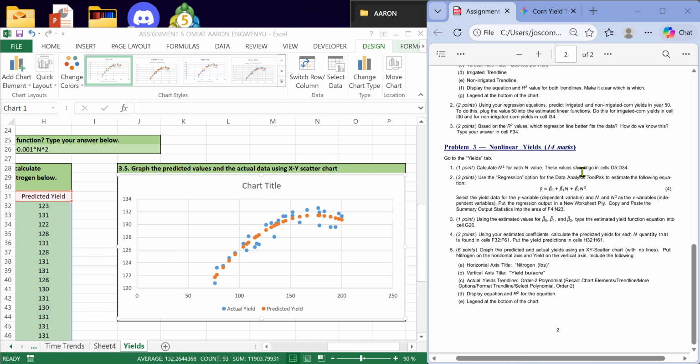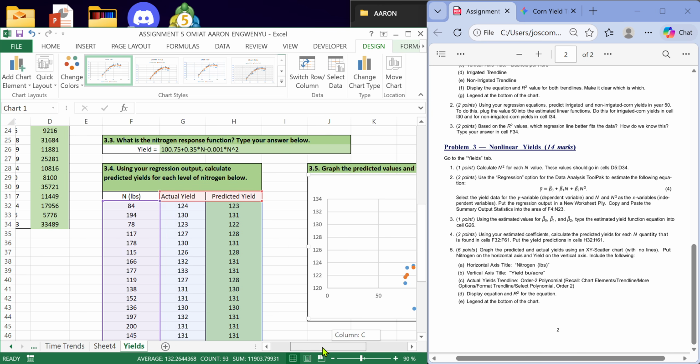Okay, now let's finish this simple part and we shall be done with it. So the first step, they're asking graph the predicted and actual yields. We have done that with no lines. Put nitrogen on the horizontal. Where is our nitrogen? It's here. Wait, this should be our nitrogen, right? Up to around 130. Let's check.